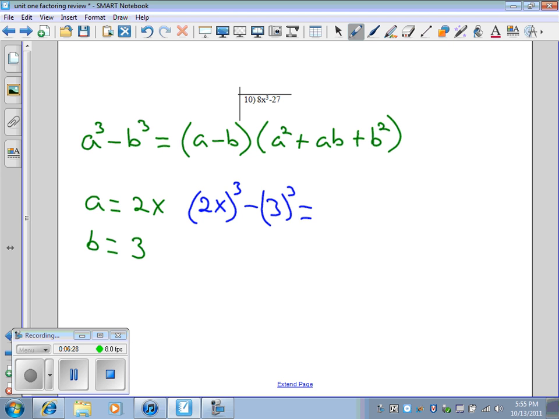So now I can write this as 2x minus 3, same sign. 2x squared will give me 4x squared. Opposite sign. A times b will give me 6x. And always positive, b to the second power, 3 squared, which is 9.